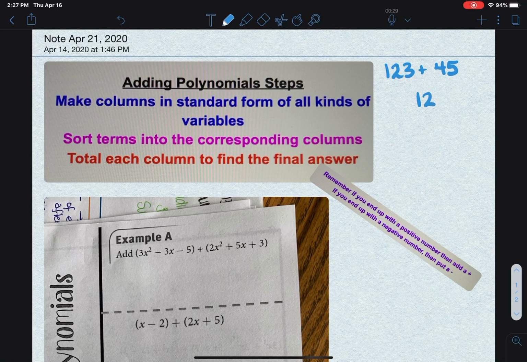most of us would solve it by lining things up and down like this. One of the reasons that we do that is because it does line up like terms. These would be the ones and it lines up the ones. These would be the tens and it lines up the tens. And these would be the hundreds and they would line up. So we're going to use this same idea when we go through and have to do polynomials.